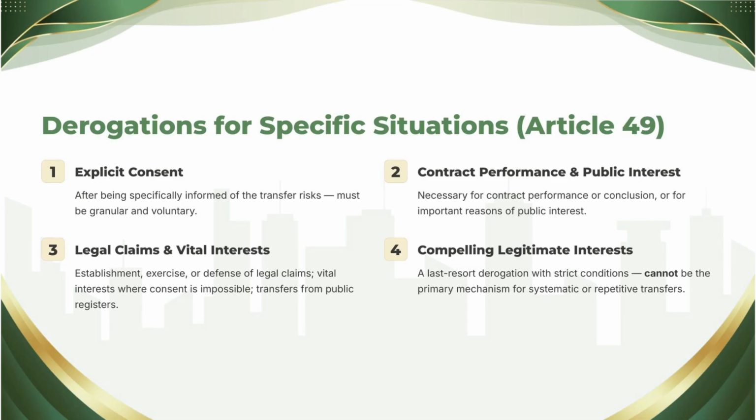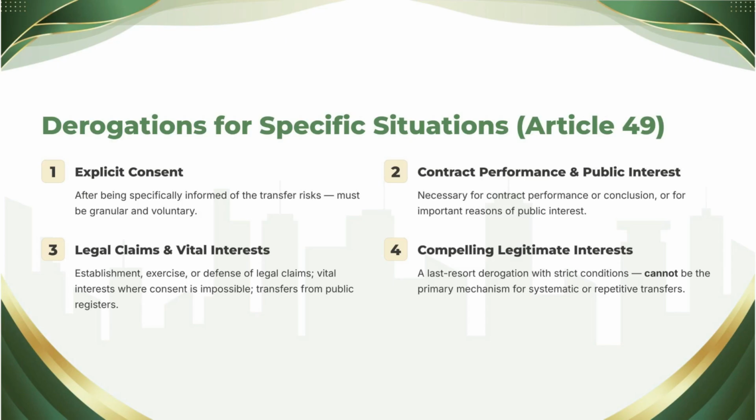Here's the roll call. Explicit consent. The individual agrees to the proposed transfer after being informed of the possible risks due to the absence of adequacy and safeguards. Notice the double explicitness. Consent to this transfer with these risks named. Contract necessity. The transfer is necessary to perform a contract with the data subject or pre-contractual steps at their request.